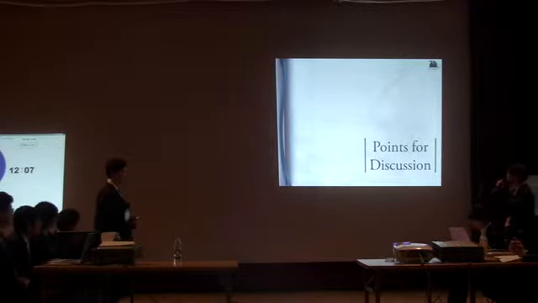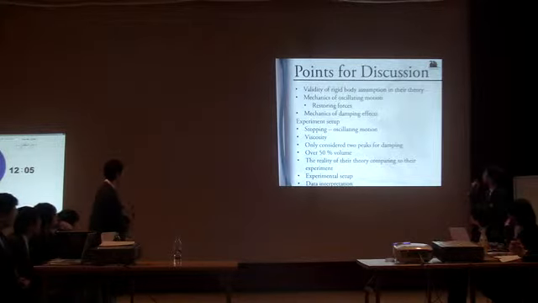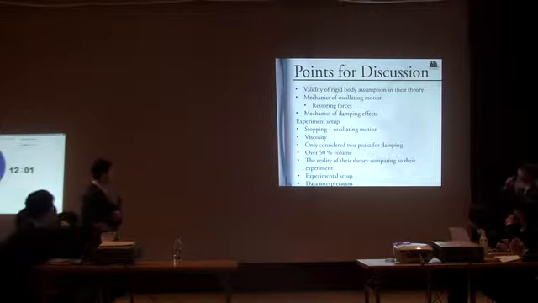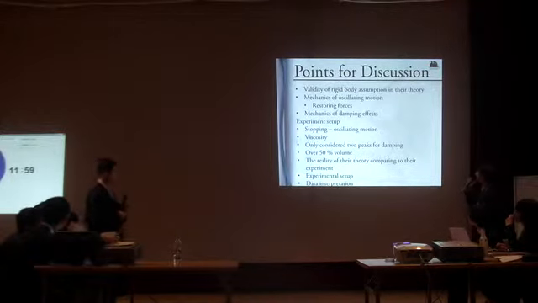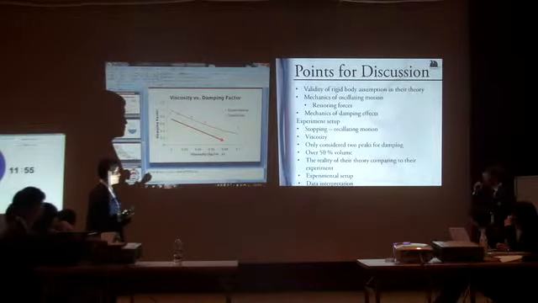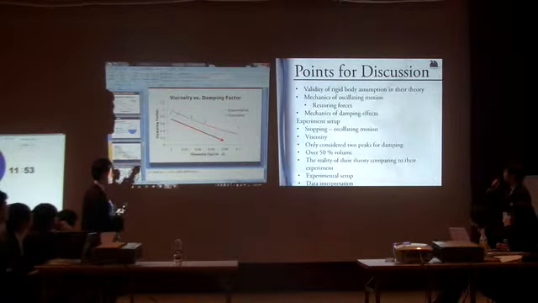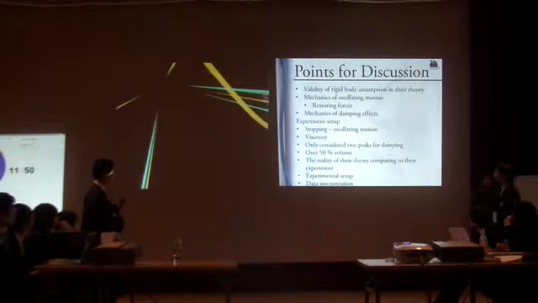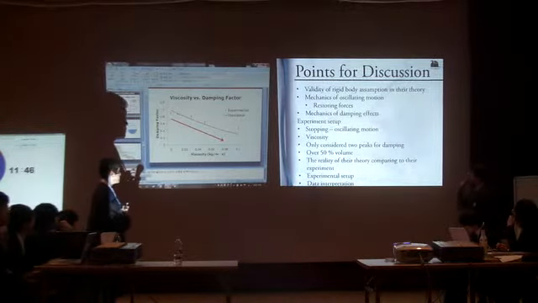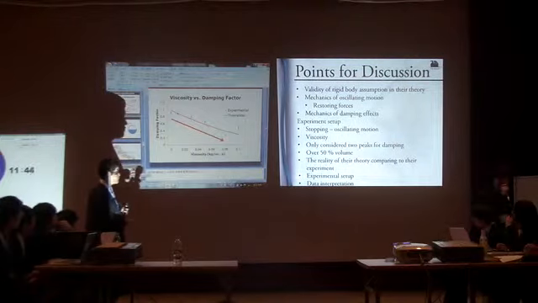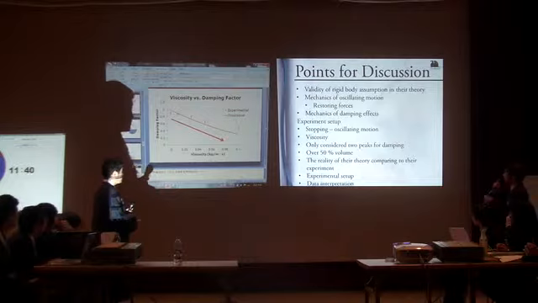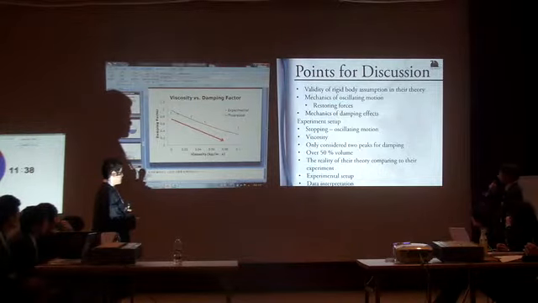So I want to make a discussion today. These are the points for discussion. First of all, I want to talk about the validity of the rigid body assumption in the theory, and then the mechanics of oscillating motion, and more about the restoring forces, and also the mechanics of damping effects, what really causes this damping effect. Then I want to talk about the experiment setup, about the inclined rail.